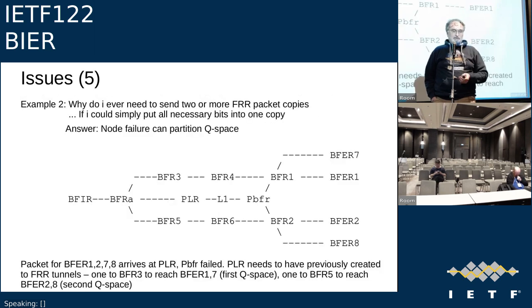And in the same way, the example really doesn't make it clear why and under which circumstances for node protection you ever need to send 2 or more packets. And that is simply because if the node fails, in this case the PBFR, then you're creating a form of partitioning. So to reach all the 4 BFERs, you can't use a single tunnel, because you can't get from a single exit point of the tunnel to all the 4 routers, because that would again go through the broken node. That's why you need to send 2 different copies.